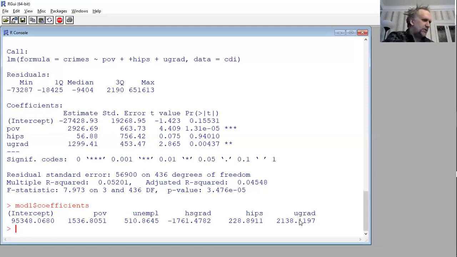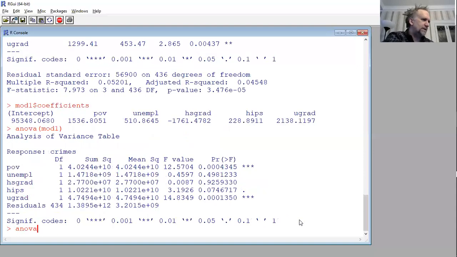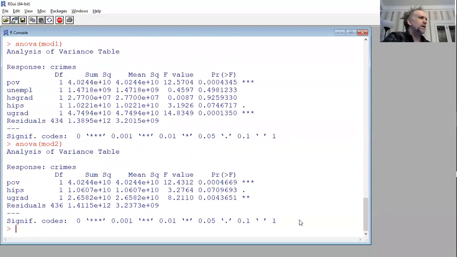So I had ANOVA mod 1 and ANOVA mod 2. Let's get these both on the board, I hope. Yeah, okay. So if we look at these, they should change too. Here, poverty didn't change. That makes sense, right? It's the first one. So this is the SSR poverty. That didn't change. That's good. That's what we wanted to see. Now let's go to the other two we included, which was hipsters and undergrads. University grads. Shows you where my head's at.